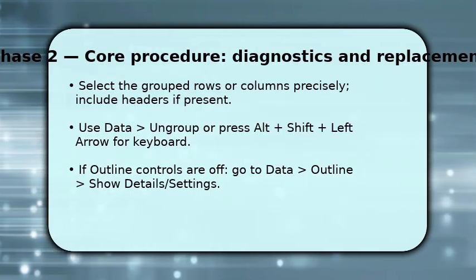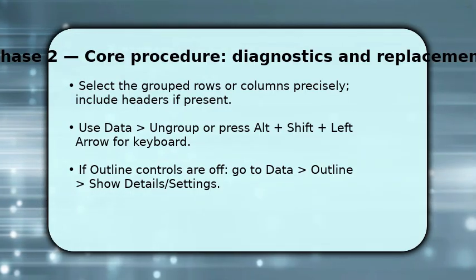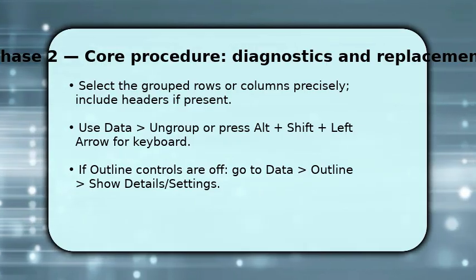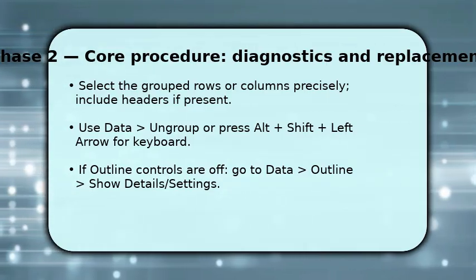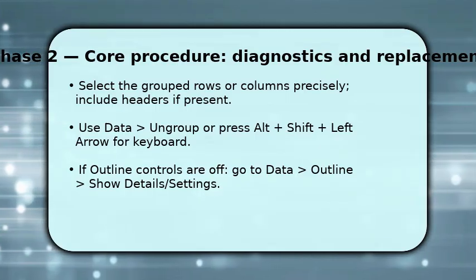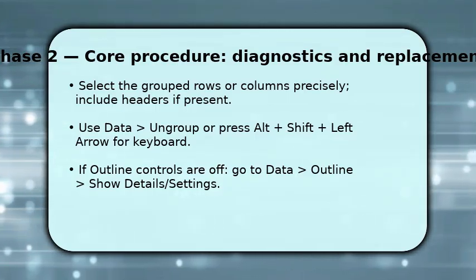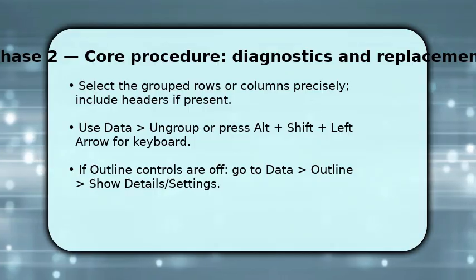If the outline buttons are disabled, open Data Outline and enable Show Outline or adjust settings so the controls appear. Once done, verify the sheet layout. Collapsed levels should expand back to normal. To finish, confirm all groups are removed.